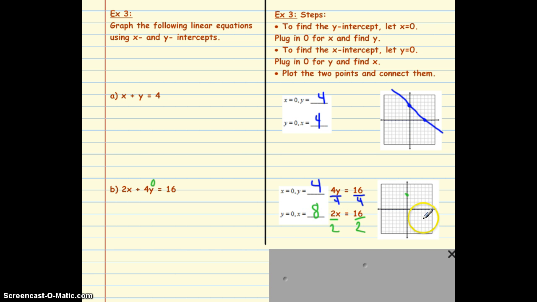And our x-intercept is 8, so I'm going to go over to 8. 1, 2, 3, 4, 5, 6, 7, 8. Looks like it'll be about right here. And connect the dots. Ooh, that was a really bad straight line. It's supposed to be straight. Use your rulers. So this is how you graph linear equations using the x and y-intercepts following these 3 steps.